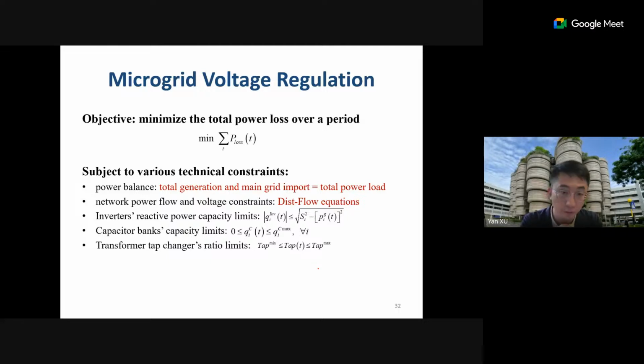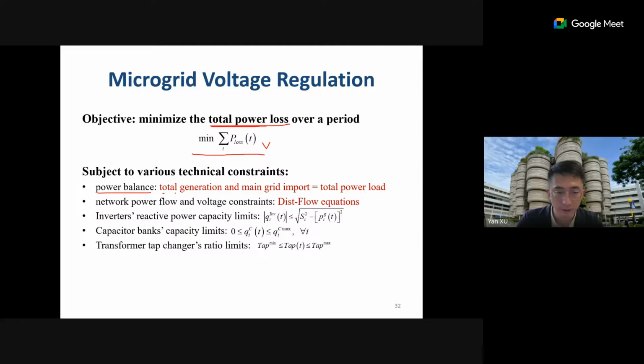Certainly we can try to minimize the total voltage deviation, or we maximize the voltage performance. But in practice, sometimes we want to minimize the total power loss because the reactive power will cause power loss as well. By optimizing the reactive power output, we can minimize the total power loss in the network. So voltage regulation usually has this power loss objective function. So these are the objective functions, and in terms of the constraints, we have a power balance.